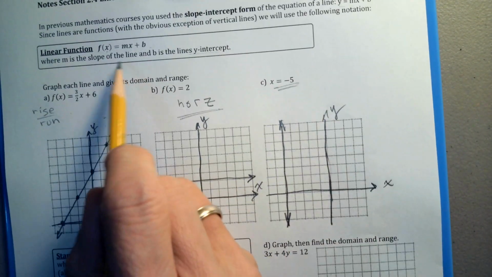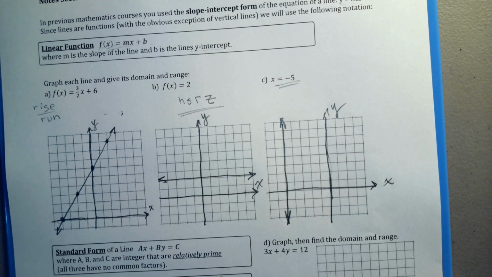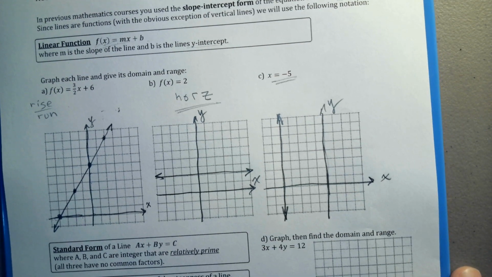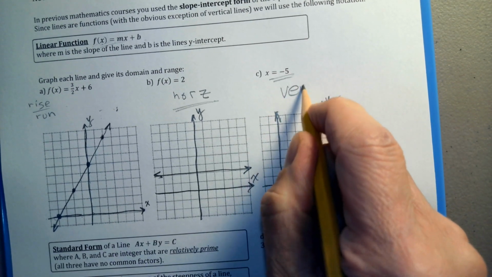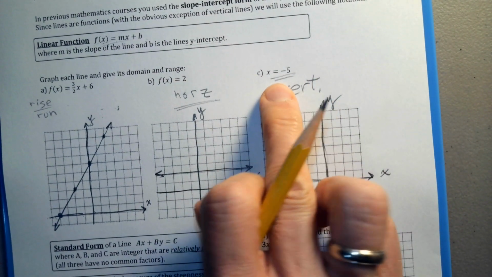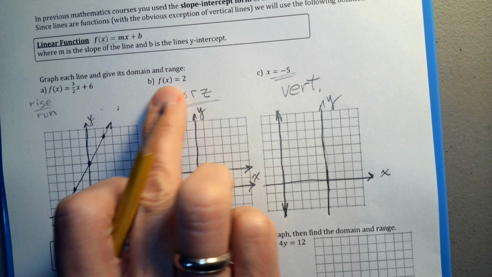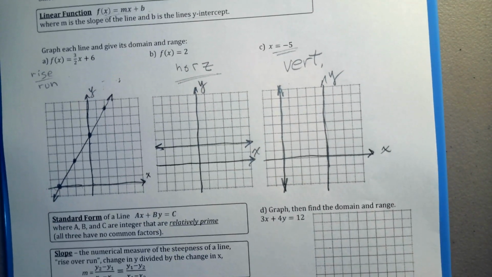Notice it's not written in this form because it can't be written in that form. Generally think of it as not being a function. This one is a vertical line. When it's x equals, it's vertical. When it's y equals, or in this case f of x equals a value, it's going to be horizontal.